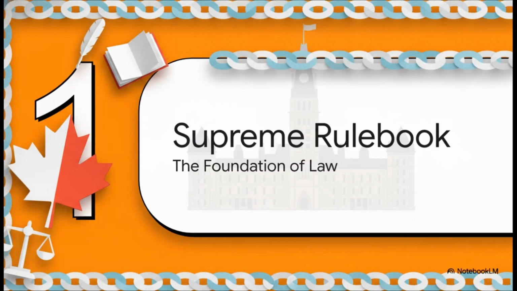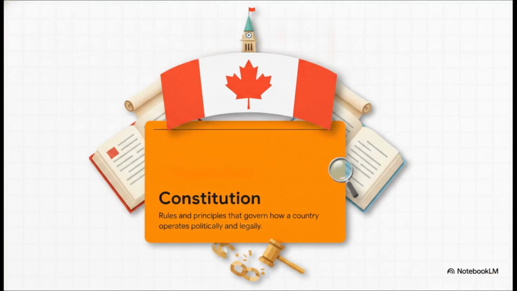All right, let's jump right into Section 1, the Supreme Canadian Rulebook, which is the very foundation of law. Now, you might be wondering, what exactly makes a constitution the ultimate authority? Well, we have to recognize that without this bedrock foundation, government power could easily become unlimited. It could become totally arbitrary. And that is exactly why Canada operates under the principle of constitutional supremacy.